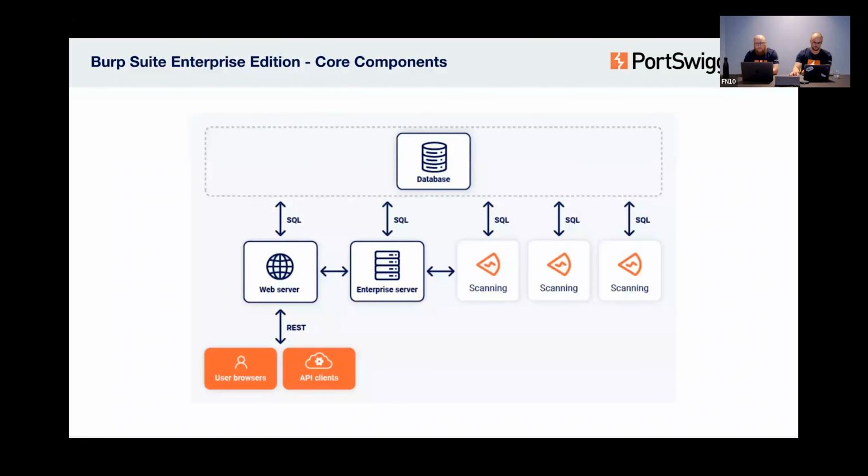So Enterprise is made up of a number of core components. Those are as follows. So we've got the web server in terms of user access. We've got the enterprise server, which is effectively handling the business logic behind Enterprise itself. And then we're going to have one or more scanning machines.